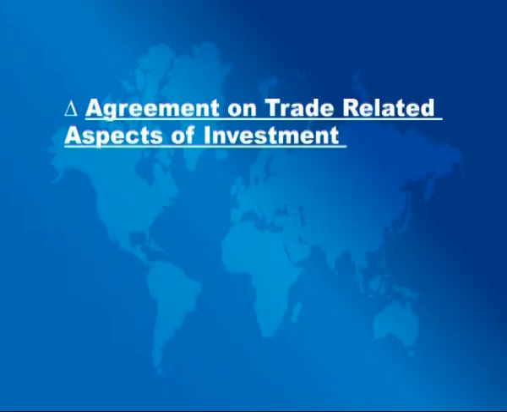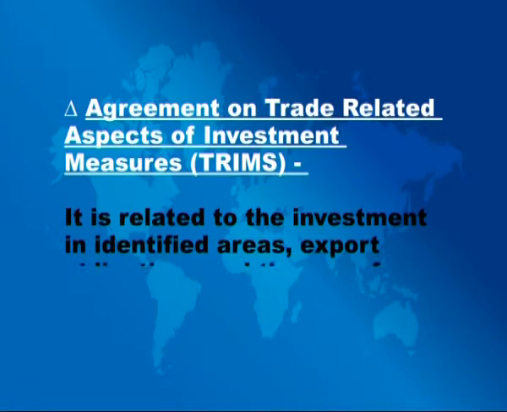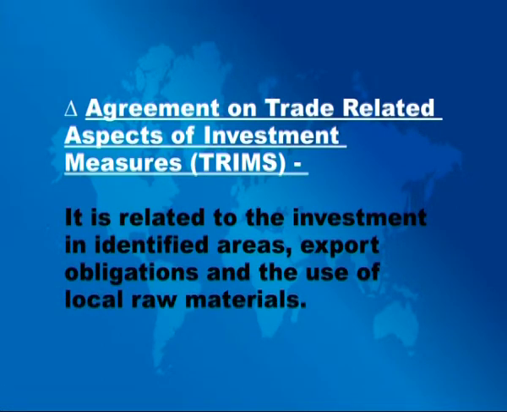Agreement on technical barriers to trade. It ensured negotiations and standards as well as testing and certification procedures to avoid obstacles to trade. Agreement on trade related aspects of investment measures or TRIMs. It is related to the investment in identified areas, export obligations and the use of local raw materials. Agreement on anti-dumping, which is concerned with the right of the contracting parties to apply anti-dumping measures. Now, they opt for these measures when the dumped imports negatively affect the importing countries.